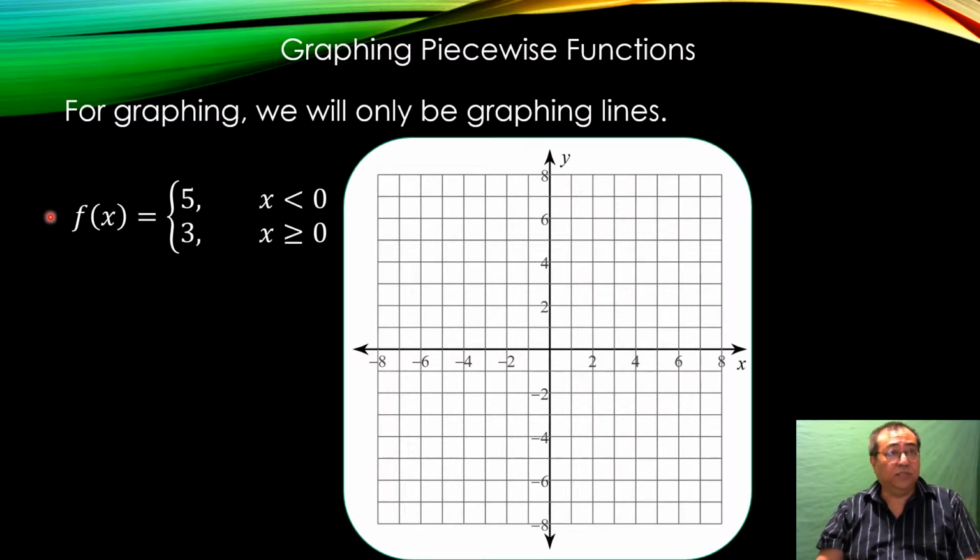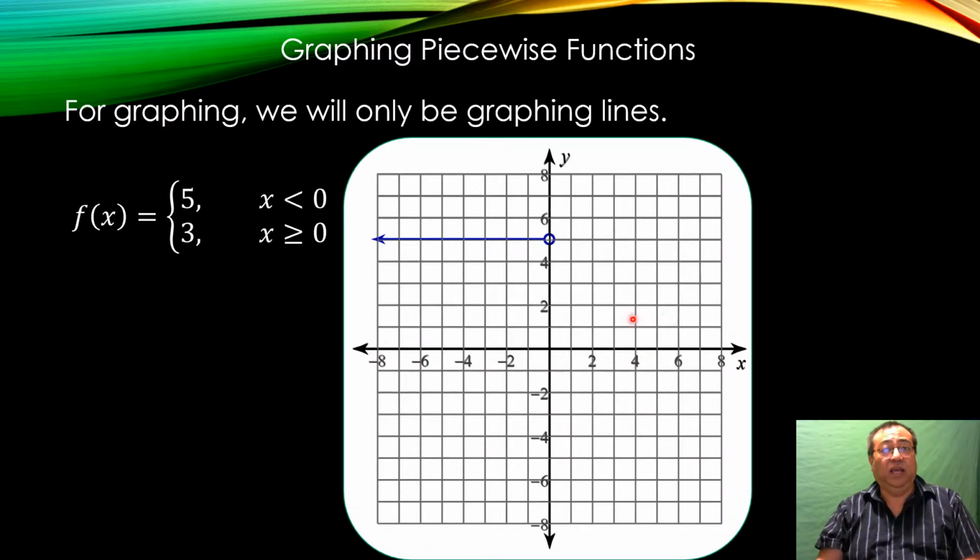All right, so here's an example. We have our function f of x, and it's equal to 5 when x is less than 0, and it's equal to 3 when x is greater than or equal to 0. So this is how we're going to graph it. First, let's graph this part, x less than 0, so that means we're going from 0 to the left. It's less than 0. And we just get this. So y is equal to 5 for x less than 0.